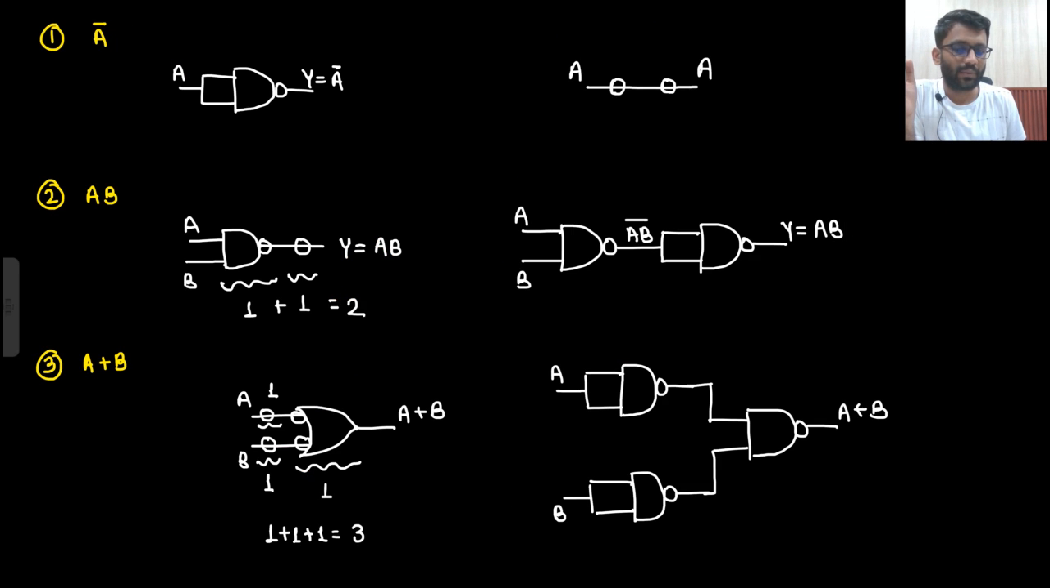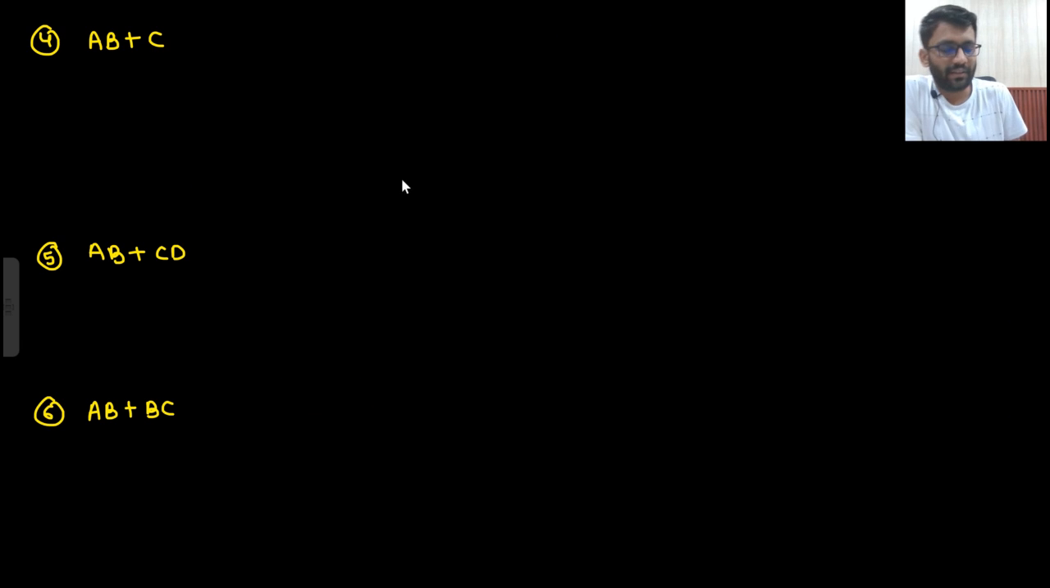Okay, let's go to the next one, that is AB plus C. So how will you implement AB plus C? Using basic gates you need to implement. So how will I implement? This is my AB, A into B, then C will come.